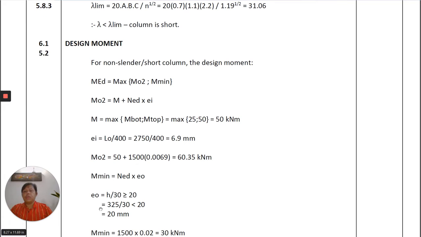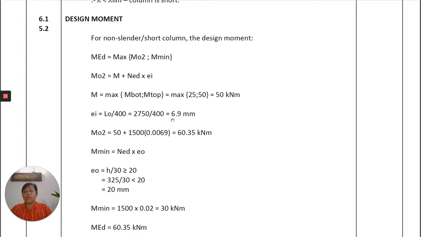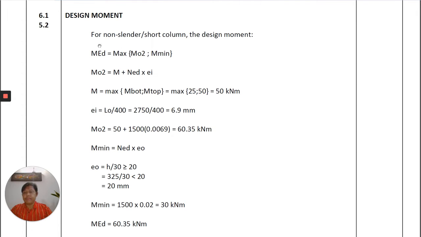Here is the calculation of the design moment for the uniaxial column. First, M_Ed is equal to the maximum between M_02 and M minimum. M_02 is equal to M plus N_Ed times e_i. M is equal to the maximum between the M bottom and M top, the moment for the bottom column and the moment for the top column. The values here are 25 kNm and 50 kNm. Then the answer is 50 kNm.